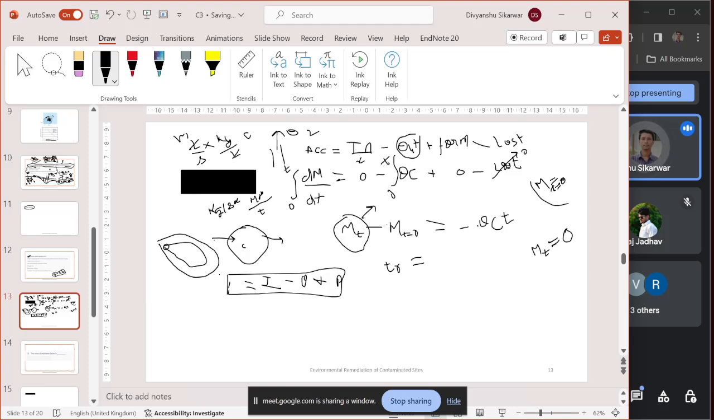So from this, if I calculate, the TR value will be the mass of contaminant at time t equal to 0 divided by QC. This is a simple equation by which we can calculate how much time is required to remove the particular contaminant from groundwater. And Q is basically Qp, the discharge rate. C is the initial concentration of the contaminant.